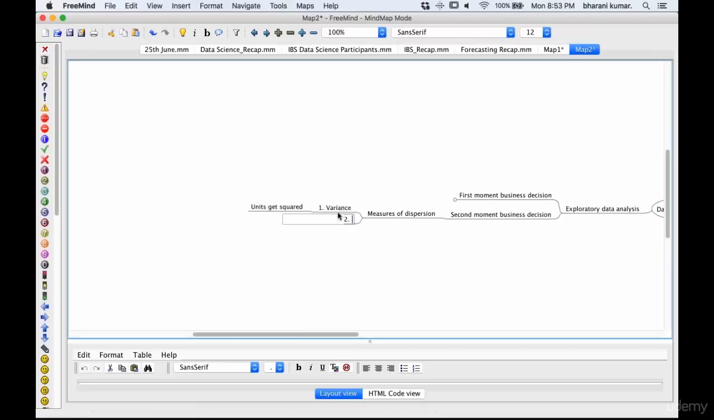How do you fix this problem? We fix this problem by calculating the standard deviation. Here you get back the original units, and that's a plus part of standard deviation. There is yet another measure which is called range. It is given using maximum value minus minimum value.